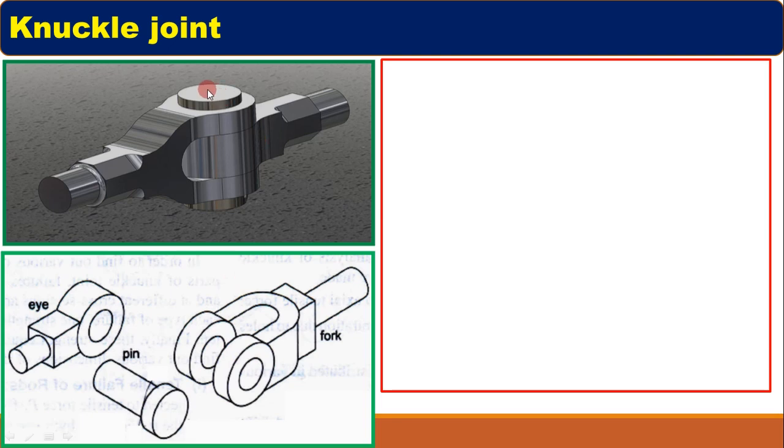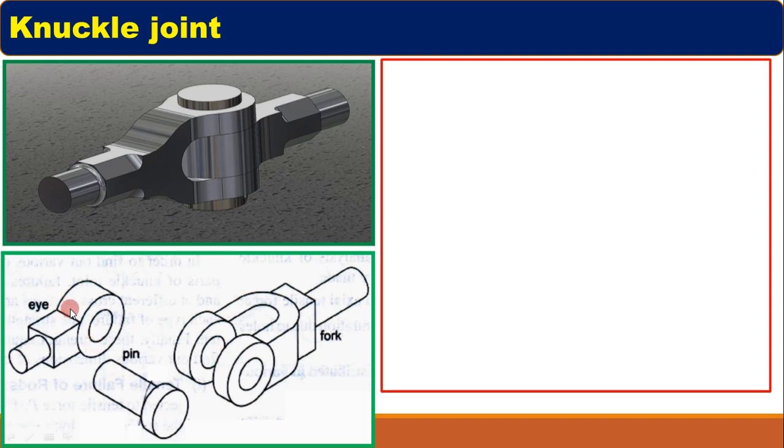Then the third part is inserted into the common hole of the fork end and eye end, and this part is known as the pin, which is shown in this picture. To assemble this knuckle joint, we have to insert this eye end into these two ends of the fork. The space is available here in between these two ends, and then we have to insert the pin into the common holes of the fork end and eye end. In this way we have seen the different parts in the knuckle joint.